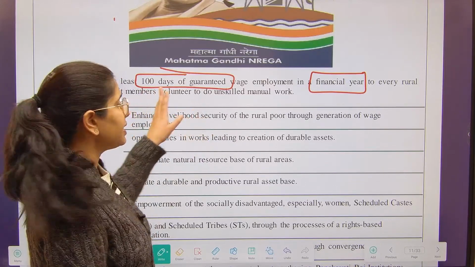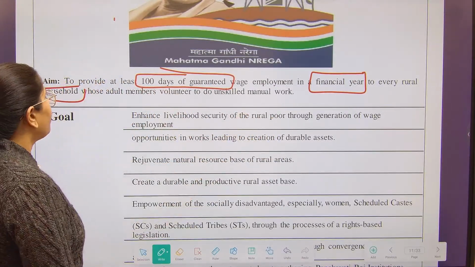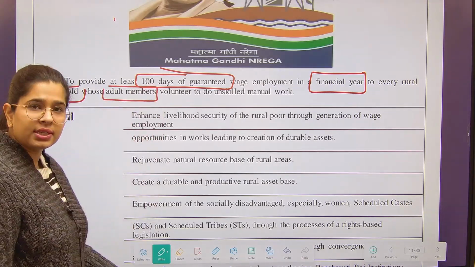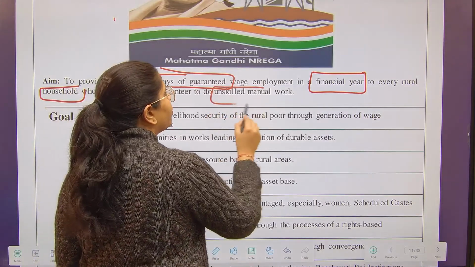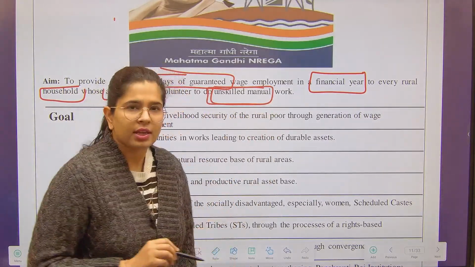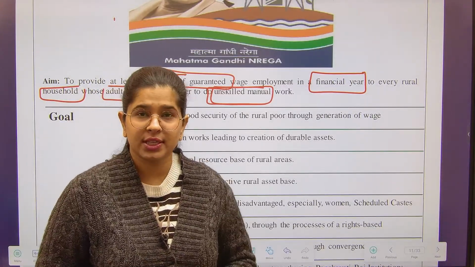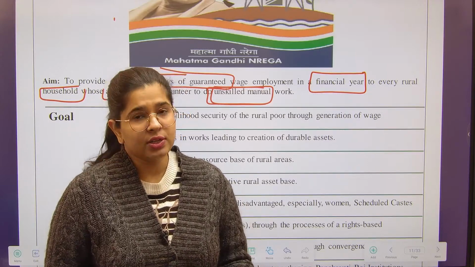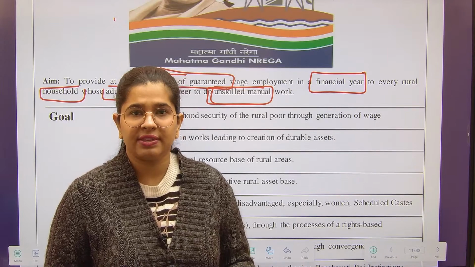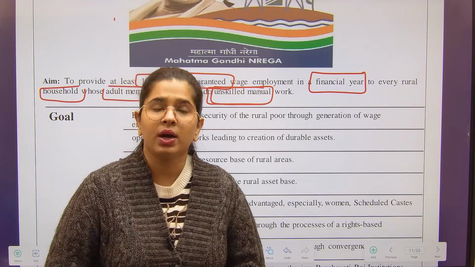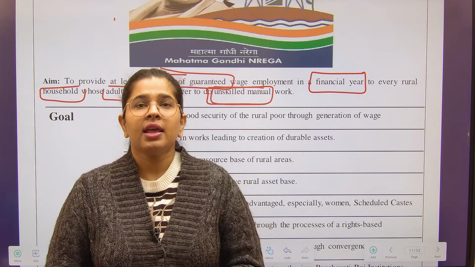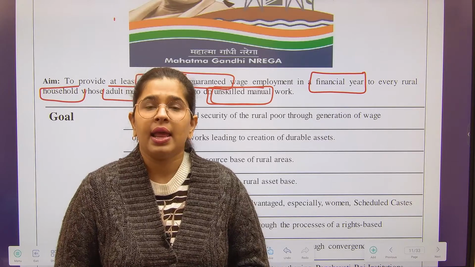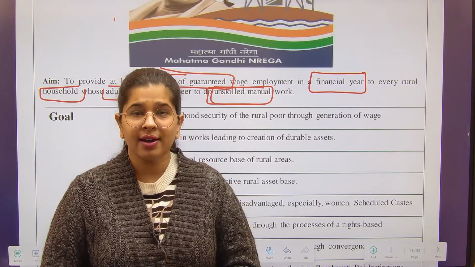We'll be counting 100 days in a financial year to every rural household whose adult members are volunteering to join the unskilled manual work. So please remember, this particular scheme focuses on unskilled work, not semi-skilled, not skilled, right? That is also wage employment, but this particular scheme focuses on providing employment to the unskilled, because the concept here is that if you have skills, then it will not be difficult for you to find employment, but the situation is very adverse if you are unskilled, right?